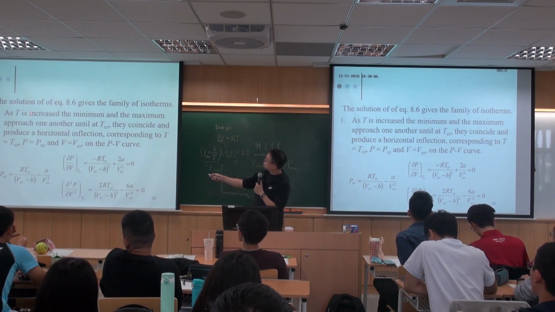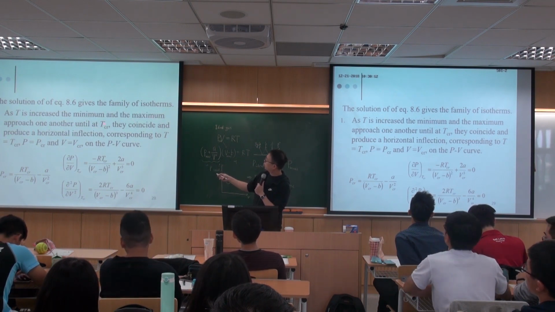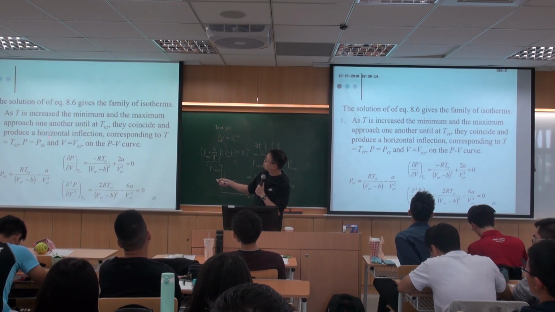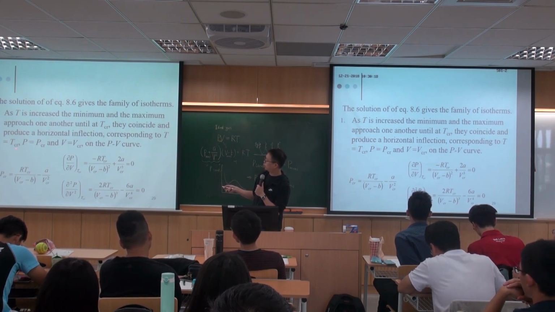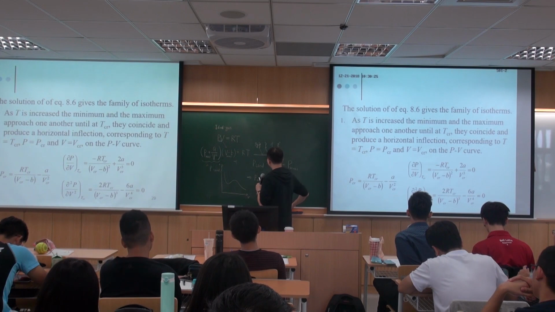So as T is increased, the minimum and the maximum approach one another until at T critical, they coincide and produce a horizontal deflection corresponding to T equals T critical, P as P critical, and V as V critical on the PV curve.